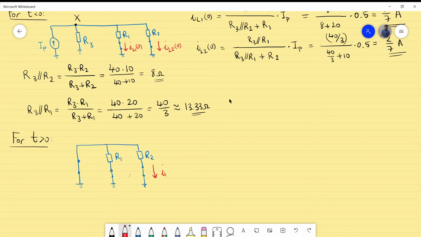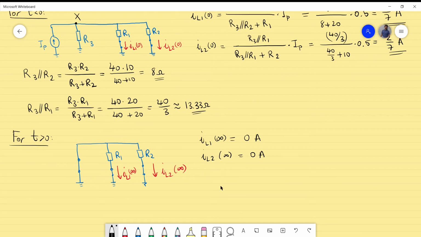So final values for both inductors will be 0. So IL1 final is 0 and IL2 final is also 0. That's very important. So again, the inductors will lose their energy, lose their magnetic energy after the switch is closed, because there is no other independent source which will sustain the energy in the inductors. So that's actually a very important situation.